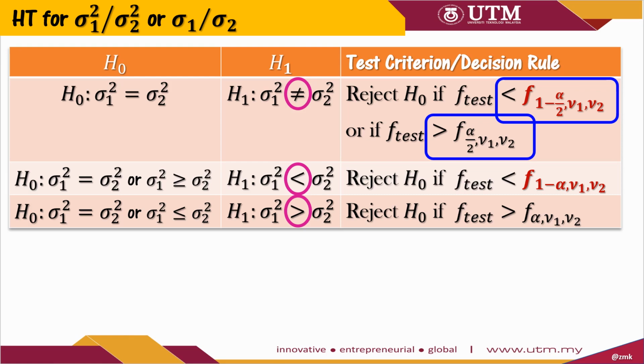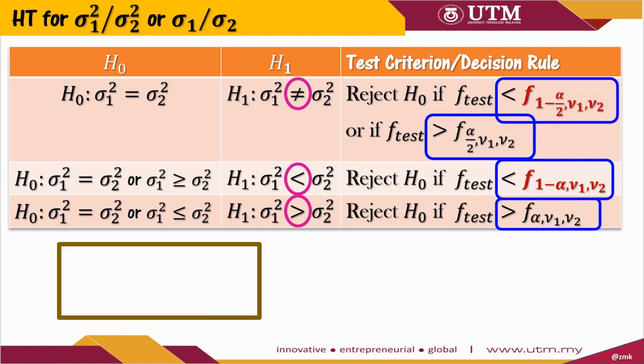For a left-sided test, we will reject H0 if F-test is less than the left-sided critical value, which is F1 minus alpha nu1 nu2. And finally, for a right-sided test, we will reject H0 if F-test is greater than F alpha nu1 nu2. What is the definition of F-test statistic? It is simply the ratio of two sample variances S1 squared to S2 squared.